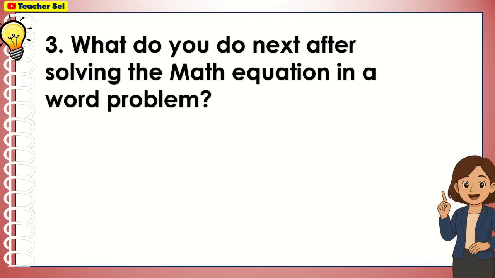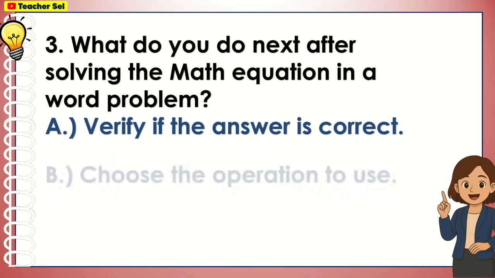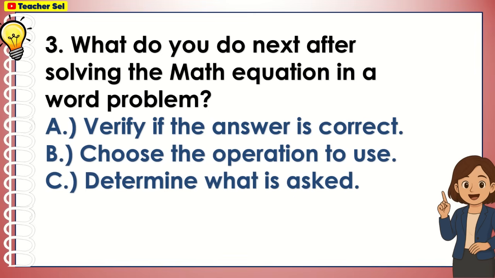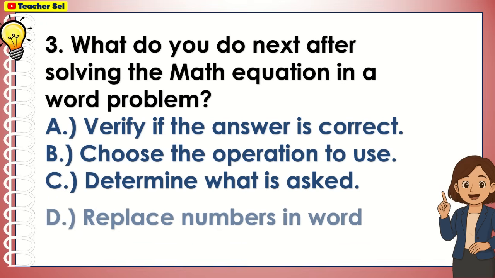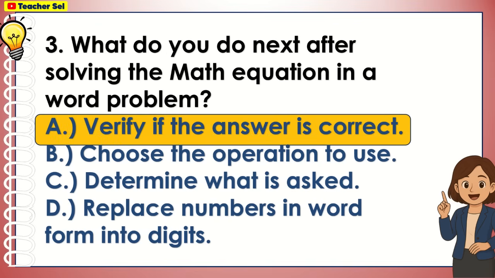What do you do next after solving the math equation in a word problem? A. Verify if the answer is correct. B. Choose the operation to use. C. Determine what is asked. D. Replace numbers in word form into digits. The answer is A. Verify if the answer is correct.